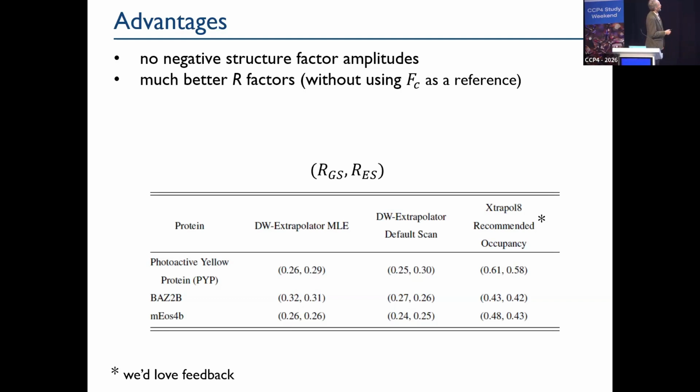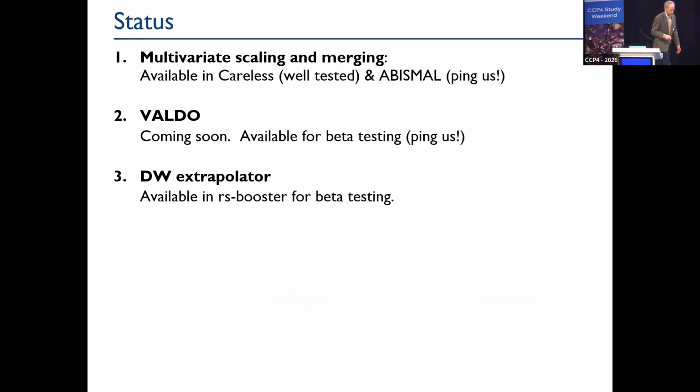We'd love you guys to try this, of course. Where we are on these things: this multivariate scaling approach is available in Careless, which is at this point well tested and easy to use. The only catch is that your data need to fit within the memory of a single GPU, so large data sets are not tractable with that. Abismal, which Kevin has been developing, can apply the same statistical model during scaling and merging. The catch is that it's still under development, but the benefit is that there are no memory limitations and you can do arbitrarily large data sets.